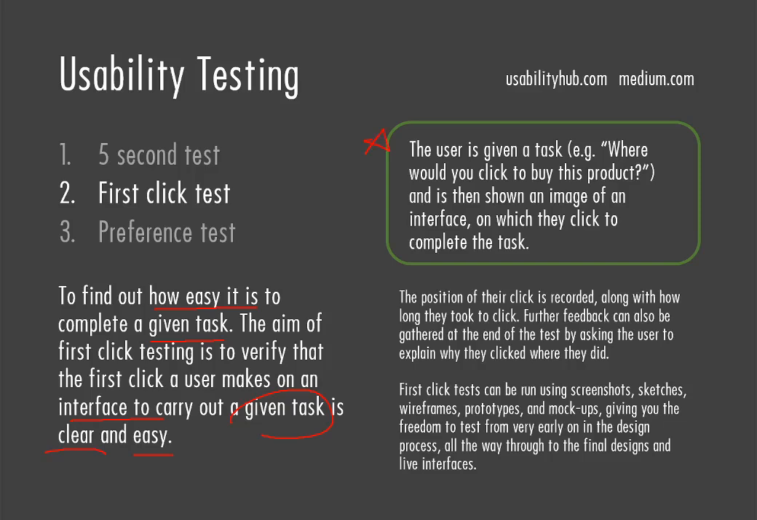For example, your task given to me would be, where would you click to buy this product? If your website is an internet shopping site. And then shown an image of the interface, I mean your paper prototype, and on which they click to complete the task. So it means I should click on your paper prototype. Okay.